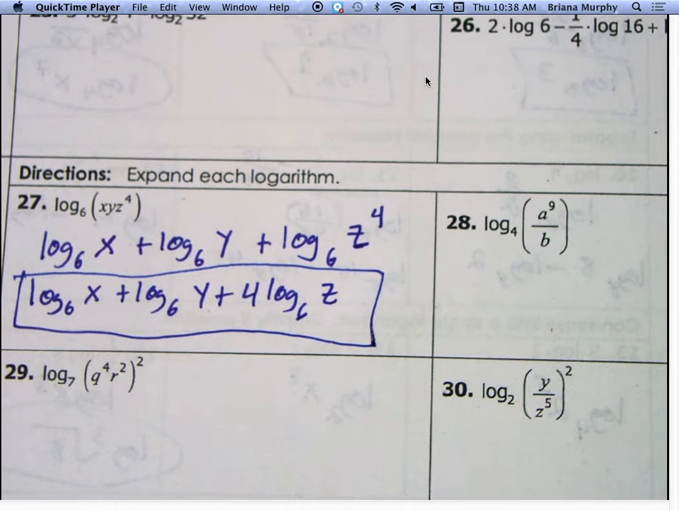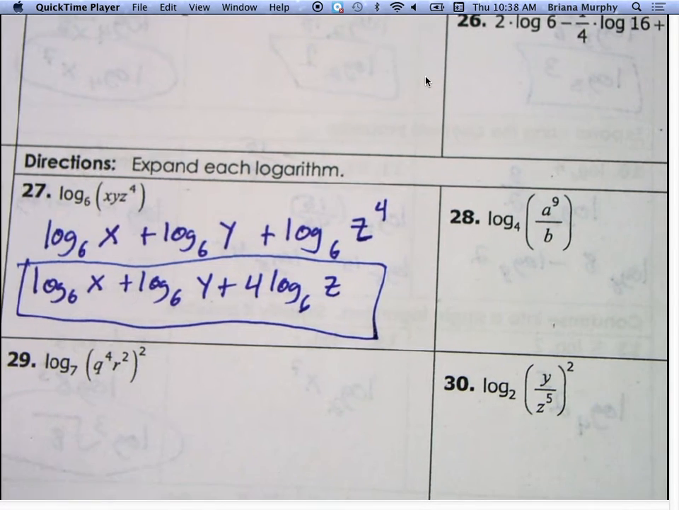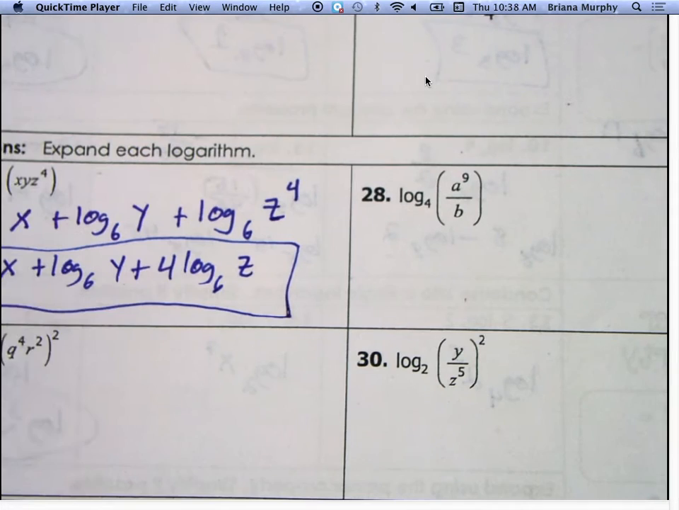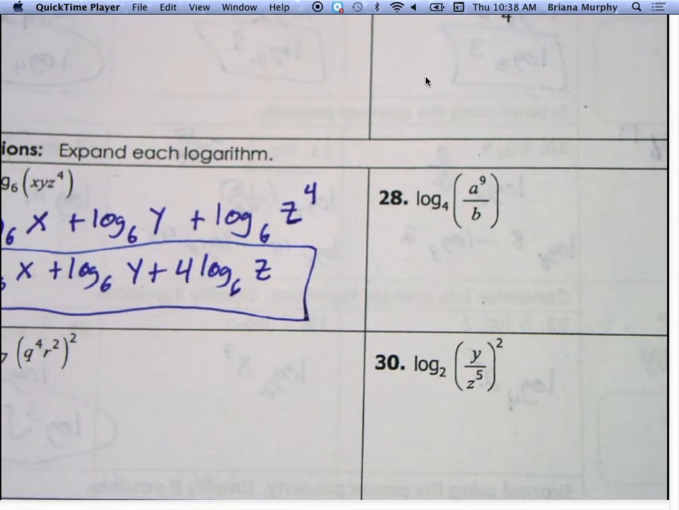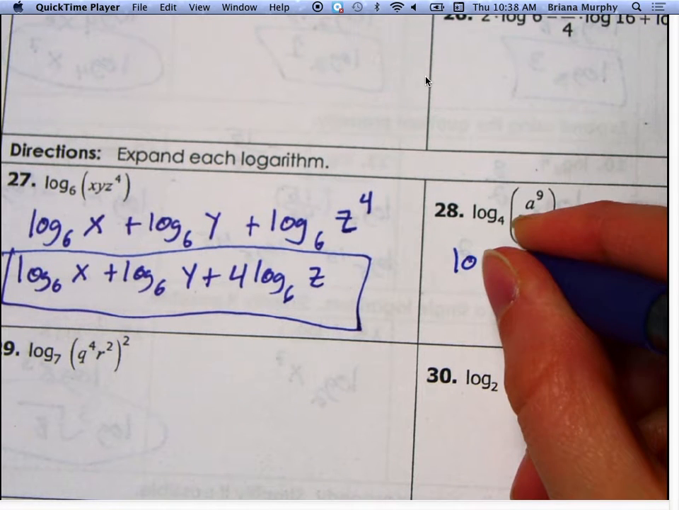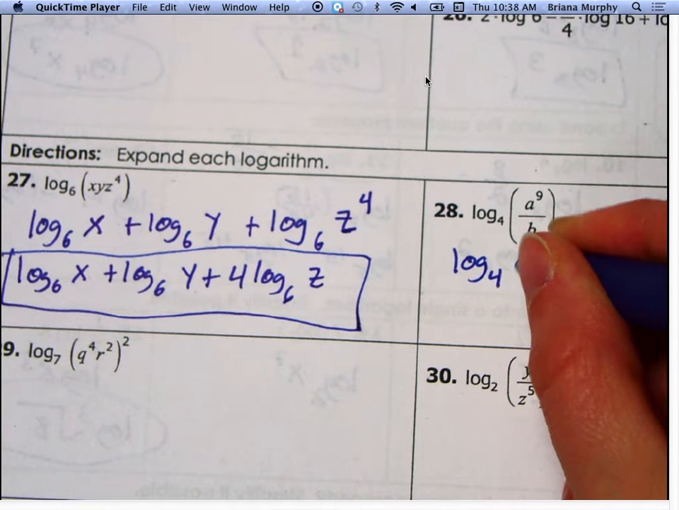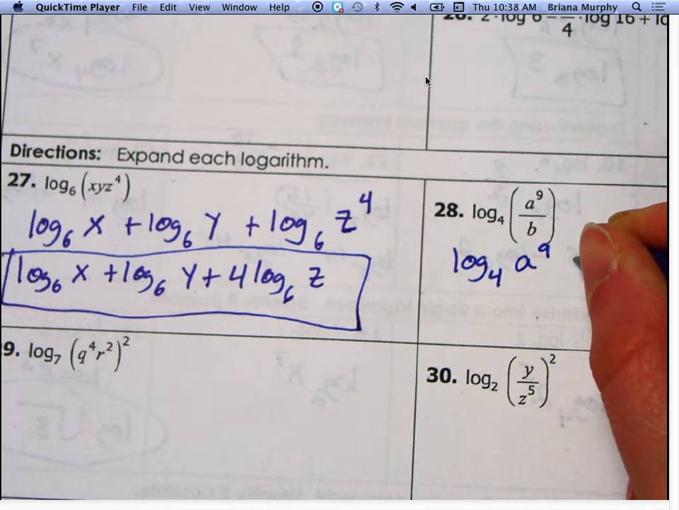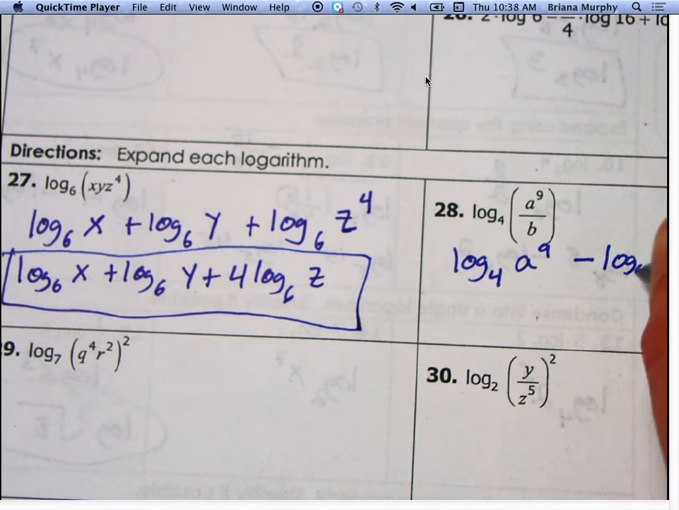We're going to do 28 and 31, and then that's it. Okay, 28: log base 4 of a to the 9th over b. So the first thing we're going to do is expand using the quotient rule. So I'm going to do log base 4 of a to the 9th minus log base 4 of b.